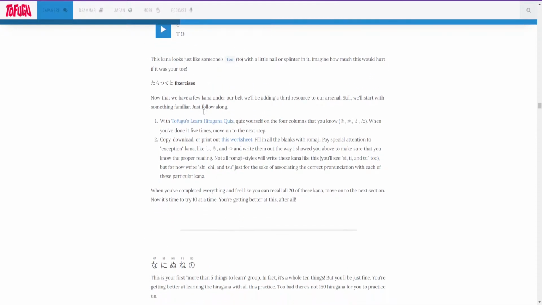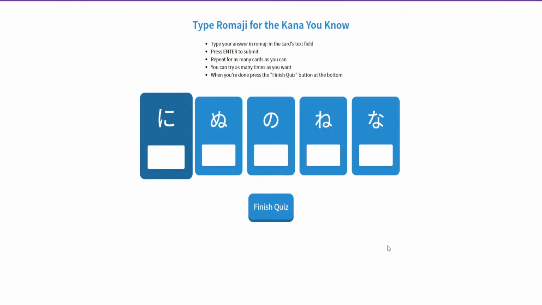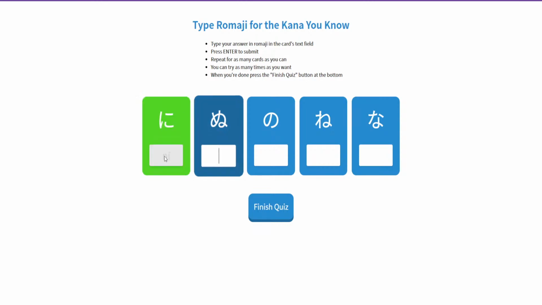Super relatable, right? All right, let's real quick quiz on na. All right, first up we have a needle pulling thread. Whatever could it be, I wonder? Ni. Good job, good job.